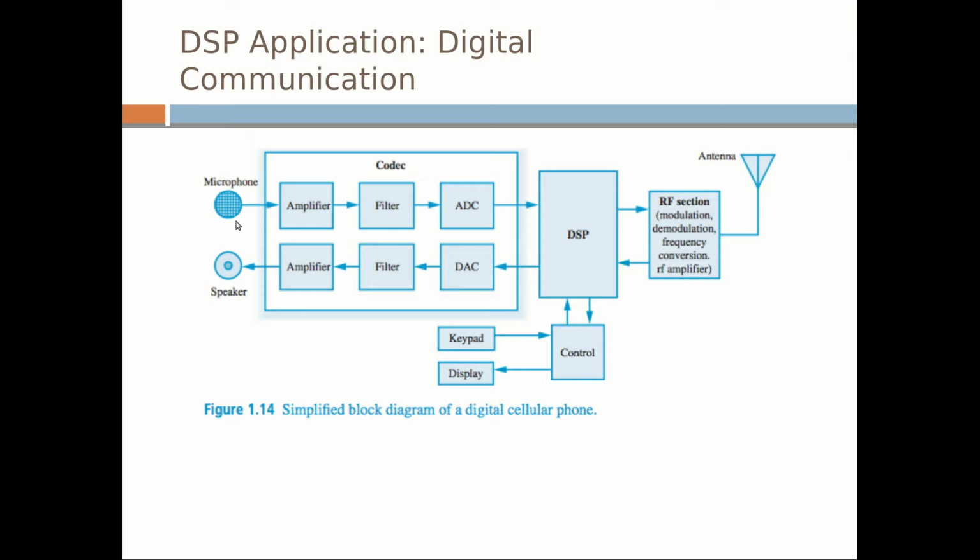Here we see that the natural signal, the analog signal, is taken as an input from the microphone, which is amplified and filtered, and using the ADC, it is converted into the digital domain. And after the required processing is done, it is again converted to analog using a DAC and is given out as an output.